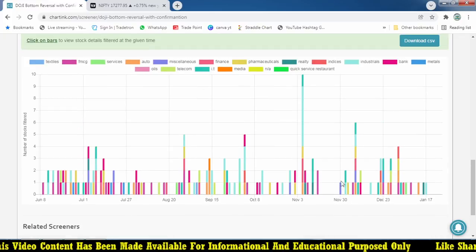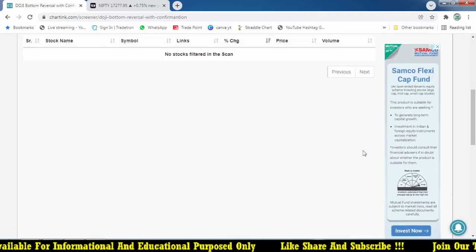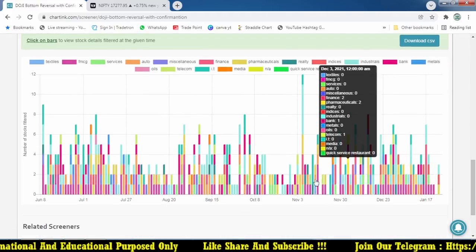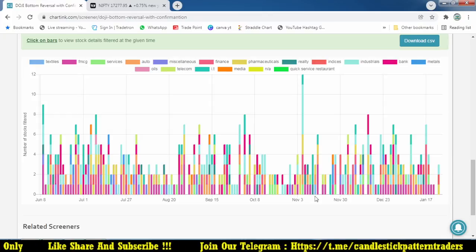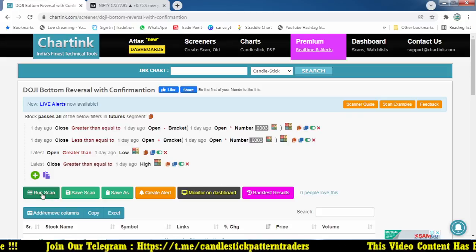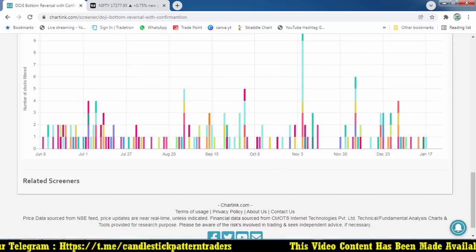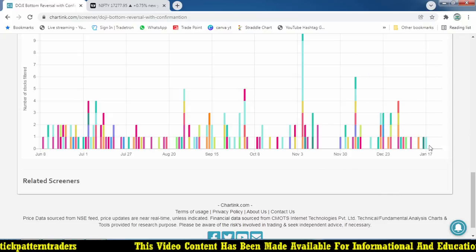So we have a very small number of stocks. If you don't have this filter, we will be getting a lot of stocks, and trading this many stocks on an intraday or positional basis is quite difficult. Using this particular scanner will help you find a very limited number of stocks compared to the previous one.